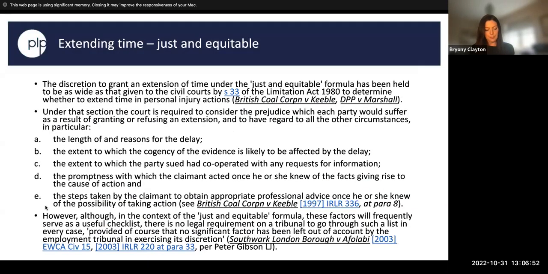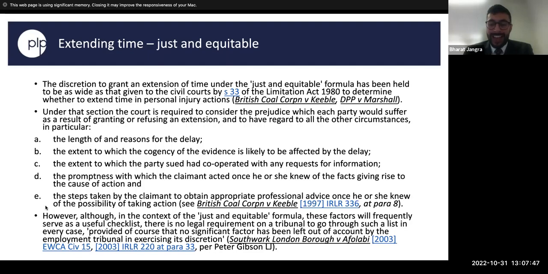When considering whether to grant a just and equitable extension, the test is akin to, and the matters to consider are, those in Section 33 of the Limitation Act. So the court is to consider the prejudice to the parties as a result of either granting or refusing the extension. And those include (a) to (e) there: the length and reasons for the delay, the extent to which the cogency of the evidence is likely to be affected by the delay, the extent to which the party sued has cooperated with any request for information, the promptness with which the claimant acted once he or she knew of the facts giving rise to the cause of action, and also the steps taken by the claimant to obtain professional advice once they knew of the possibility of bringing an action.